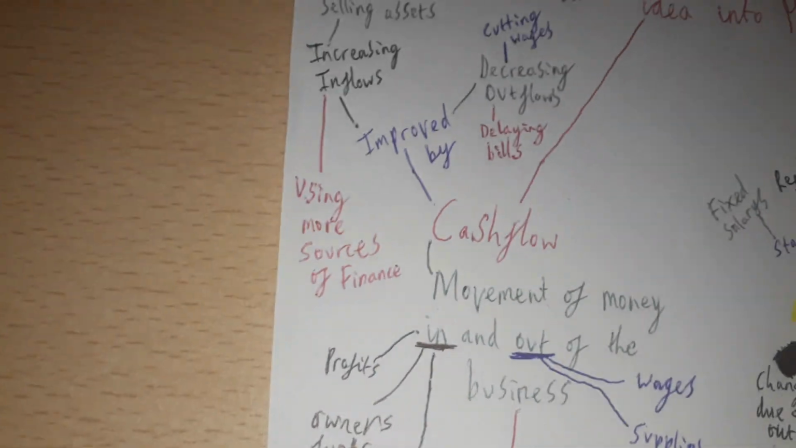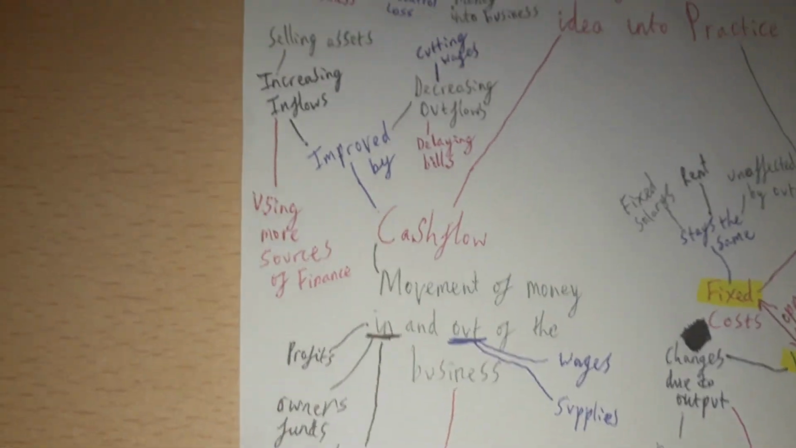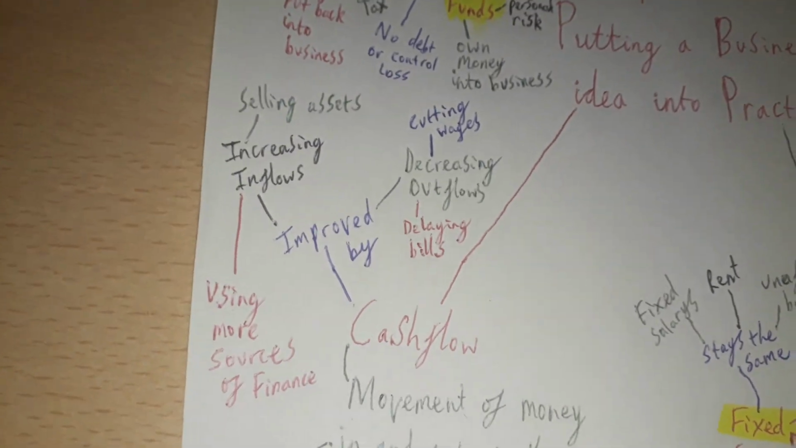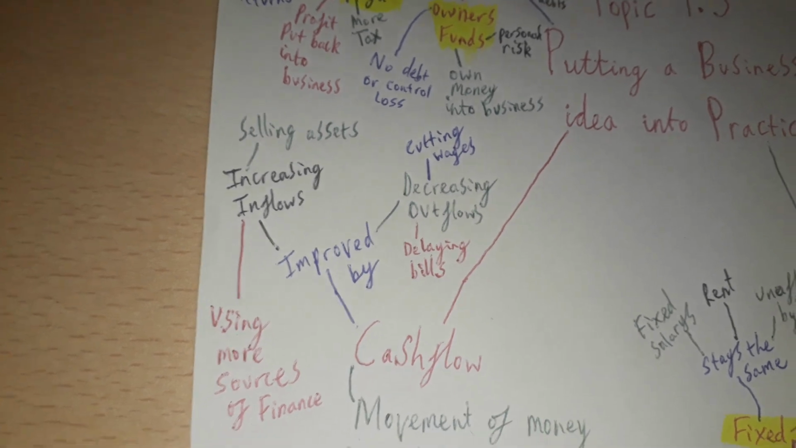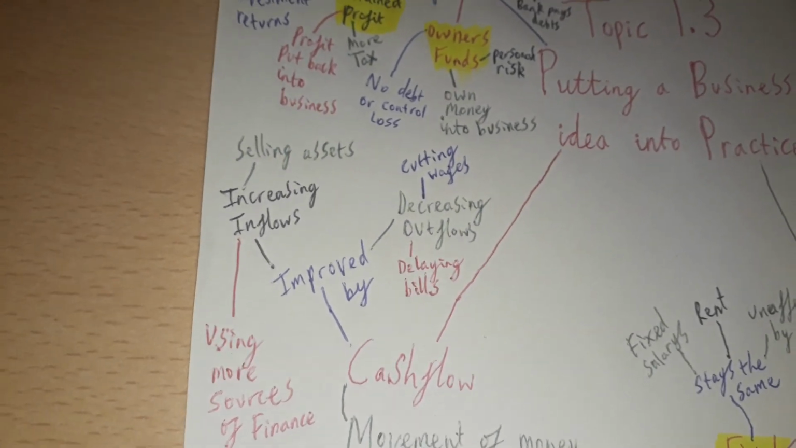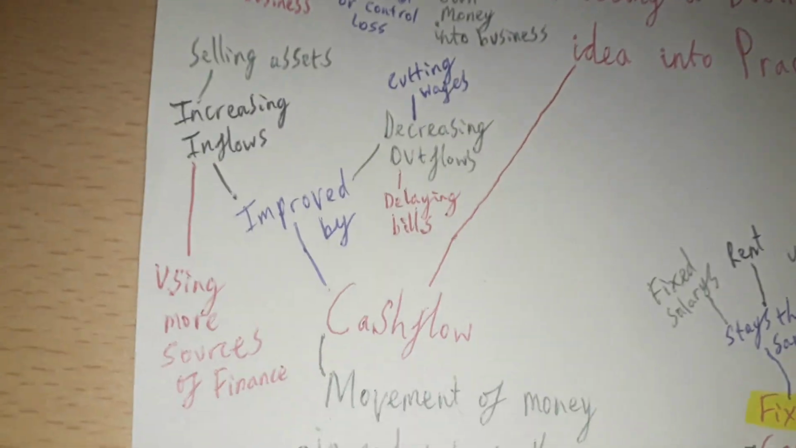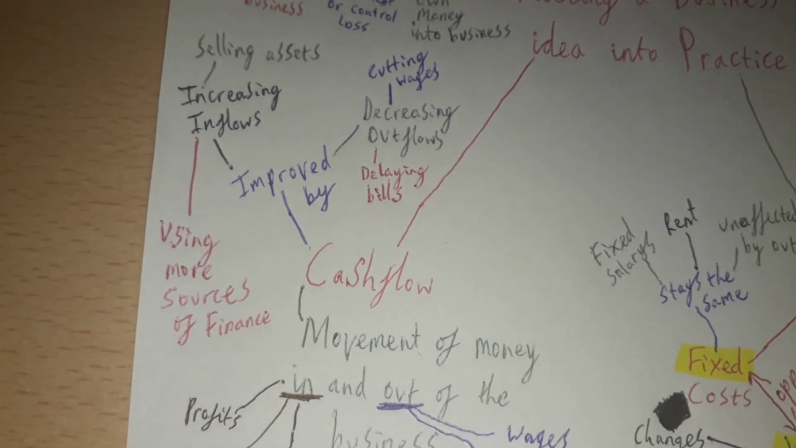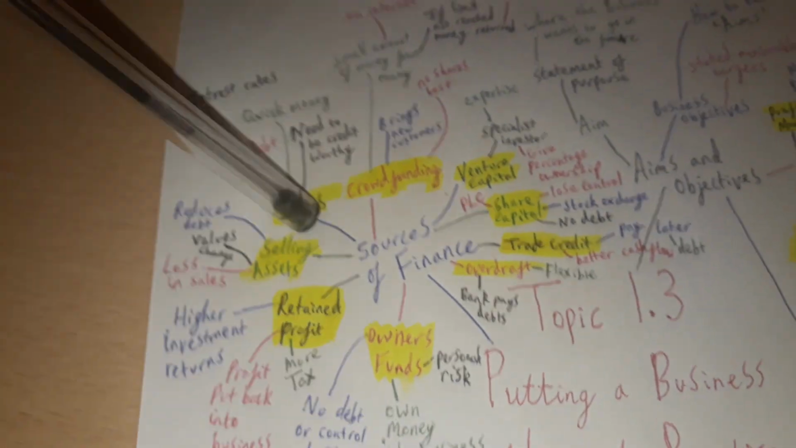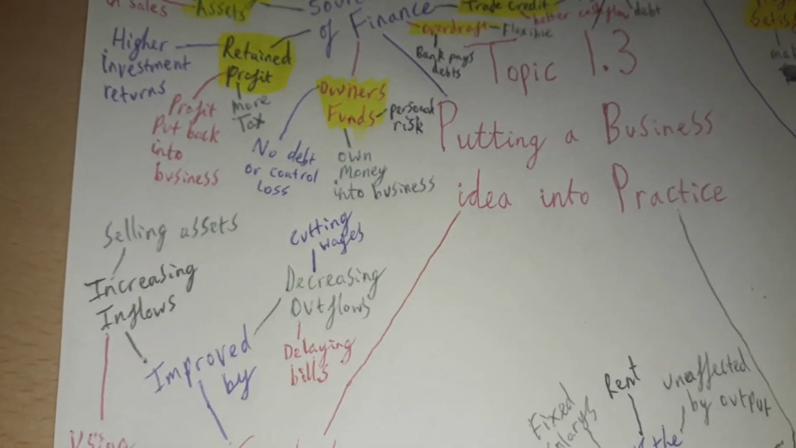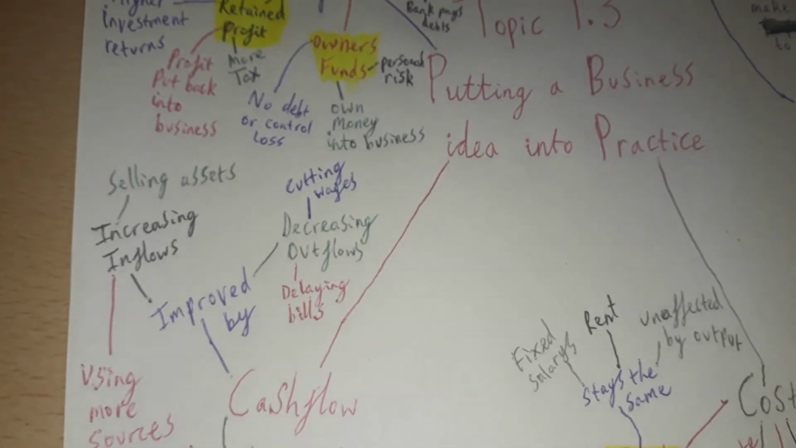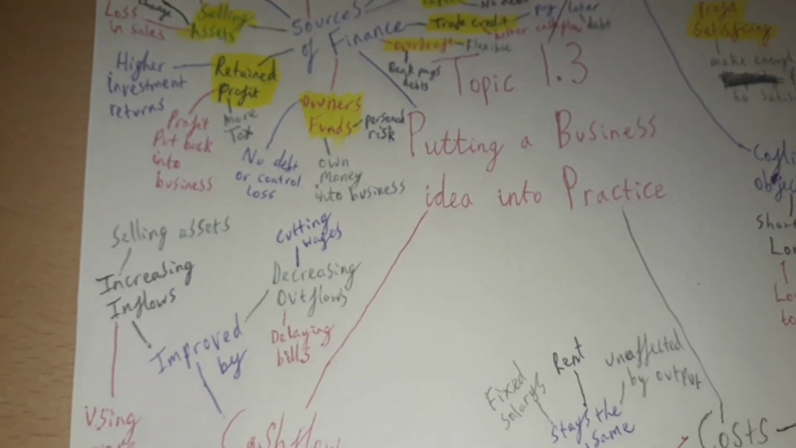So next, let's have a look at how you can improve cash flow. Cash flow is improved by increasing inflows or decreasing outflows. Increasing inflows means you're putting more money into the business. You can do this by selling assets or using more sources of finance, which we'll get onto later. However, you can decrease outflows, another way of improving cash flow, by cutting wages or delaying bills.